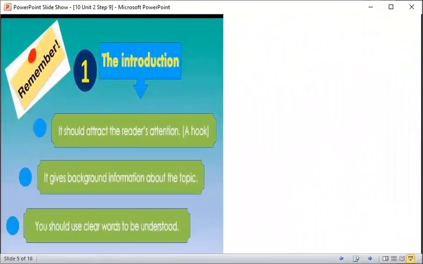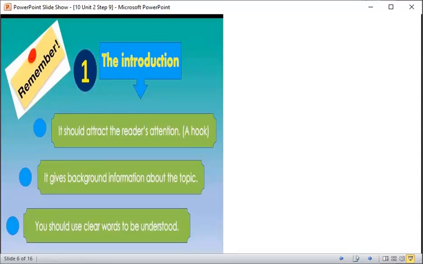Okay, one more time, the introduction. You are giving something like a hook. It attracts the reader's attention. Okay, you can give me a definition, a proverb, a wise saying, you can ask a question, and so on. So this is the first step when you write an introduction: attract the reader.